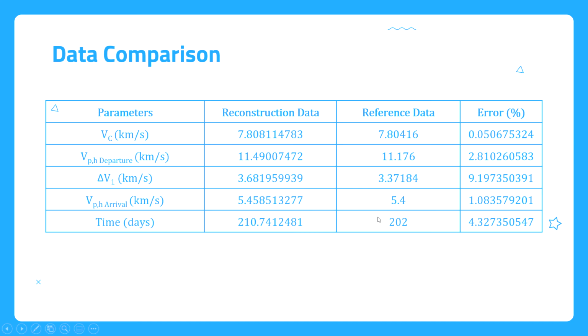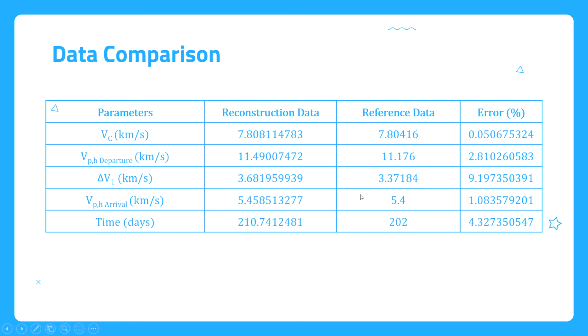Now we will compare the parameters from the reconstruction data that I have conducted here with the reference data that I got from the internet and many resources, and we can see that the error is relatively small. The error is given in percentage, from 0.05% up to 4.3%. The greatest error is here at the delta V1, which is about 9.2%, but it's still relatively small.